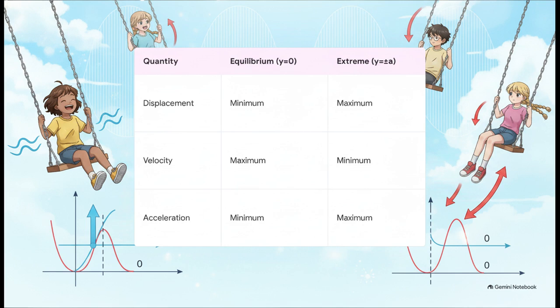But for just a split second, you stop entirely. The velocity is 0. But here's the crazy part. At that exact motionless moment, the acceleration pulling you back down is at its absolute maximum. On the flip side, when you're zooming right through the middle, the equilibrium position, your displacement and acceleration drop to 0, but your velocity is completely maxed out.